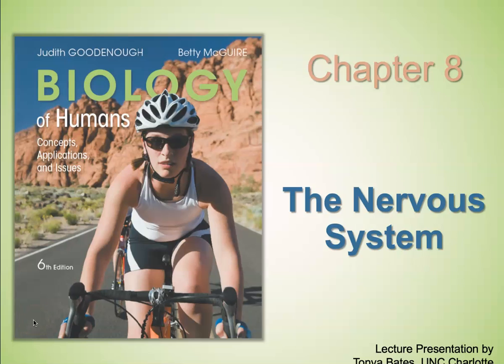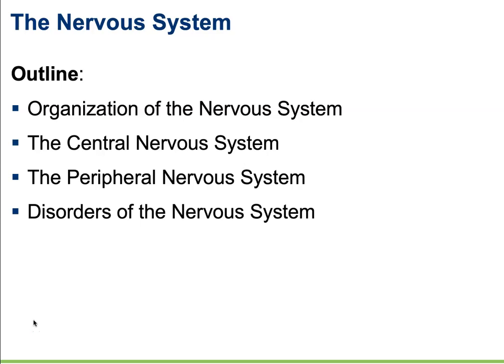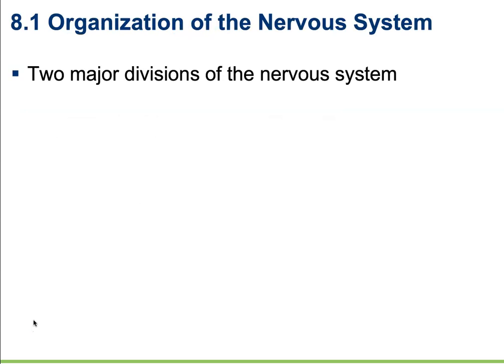All right, Chapter 8, the nervous system. In this chapter, we're going to talk about the organization of the nervous system, specifically then break it down into the central nervous system and the peripheral nervous system, and then we'll talk about disorders of the nervous system.